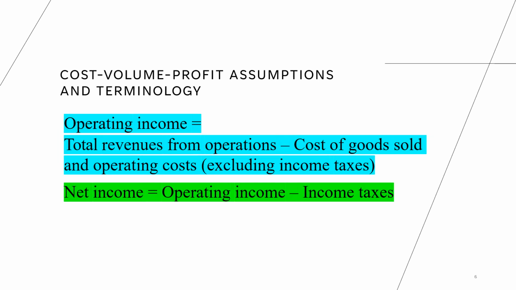Okay, so based on the CVP assumptions and terminology, the formula for operating income is total revenue from operations minus the cost of goods sold and operating costs. And the formula for net income is equal to the operating income minus the income tax. If income tax information is given, then you need to subtract it from the operating income in order to get the net income.